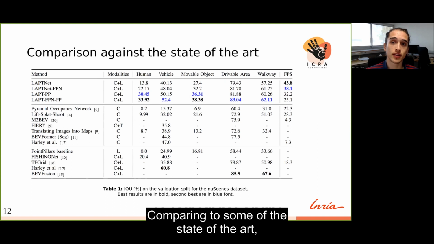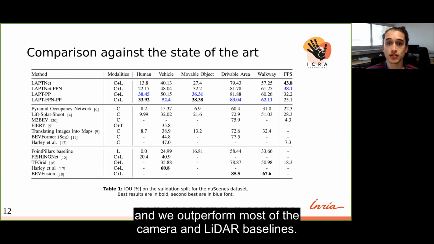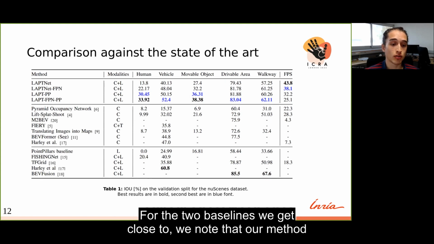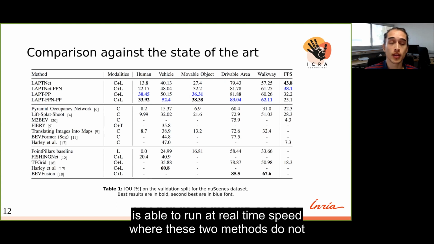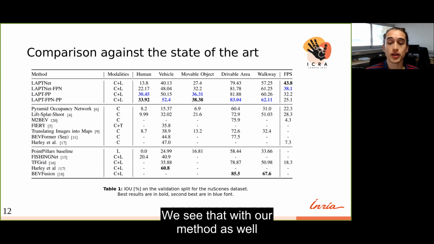Comparing to some of the state-of-the-art, we see that we outperform all of the camera-only baselines, and we outperform most of the camera and LiDAR baselines. For the two baselines that we get close, we note that our method is able to perform at real-time speeds, and these methods do not provide an inference speed to compare against.